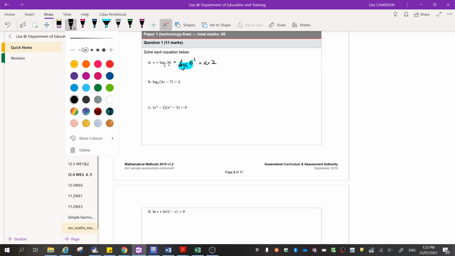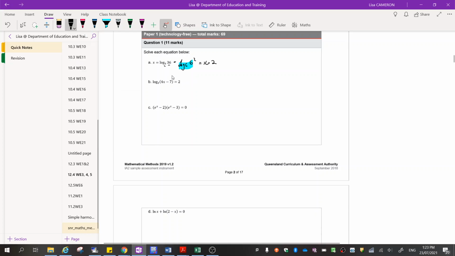Let's see if we can get this pen a little bit finer. Okay, next one. First thing I'm going to do is move this log 3 over to this side. That's going to leave me with 4x minus 7 equals 3 to the power of 2. I'm just going to rub that out so it doesn't look like a minus or whatever.